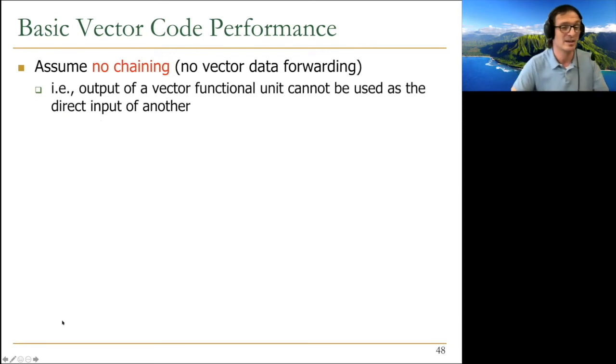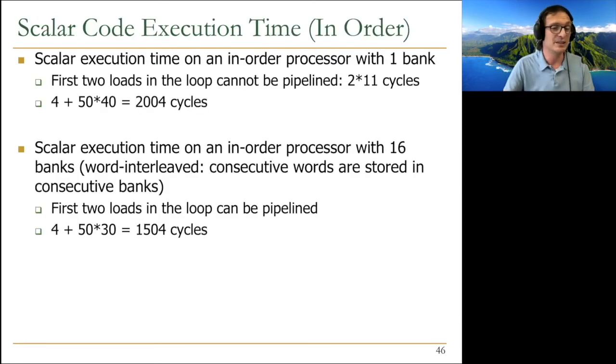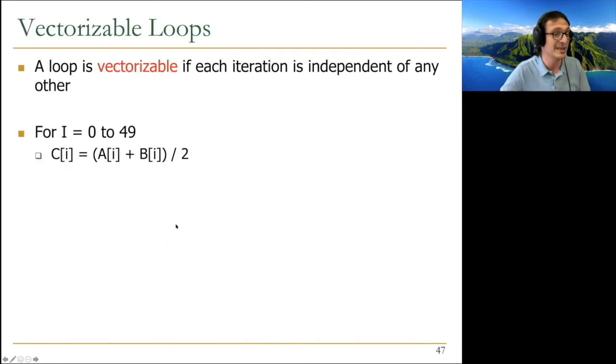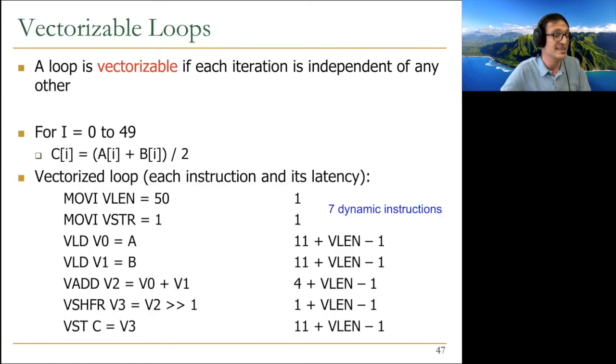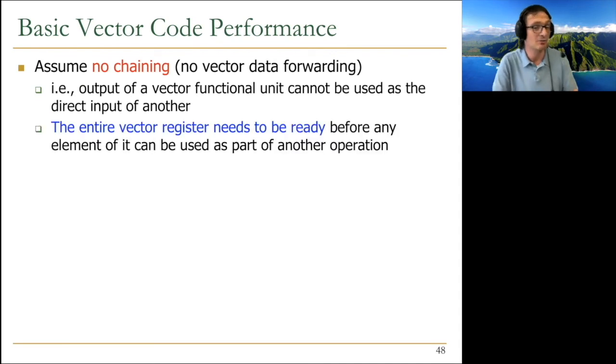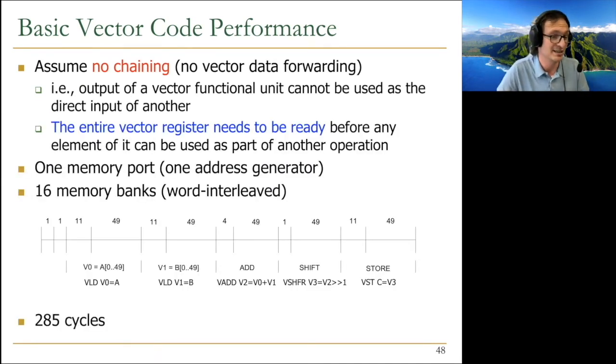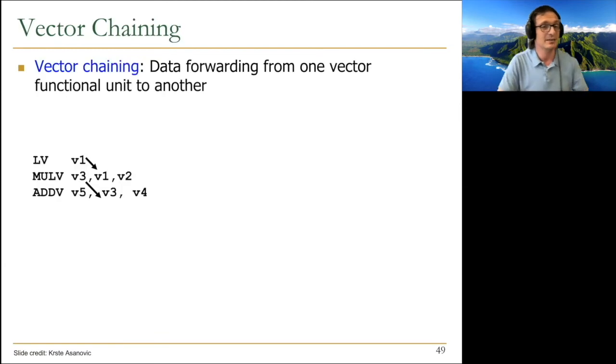So let's go back to what we have seen earlier. 1504 was the best we had. Now we have 285 cycles. We're already almost 6x faster. So that's the power of a vector processor, as you can see. But we're going to make it better. Now let's take a look at how to make it better.